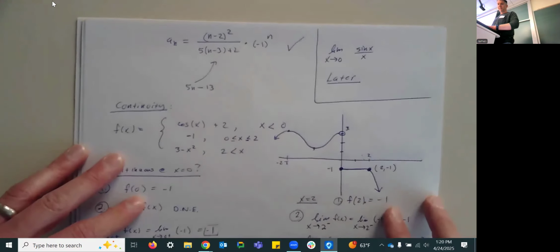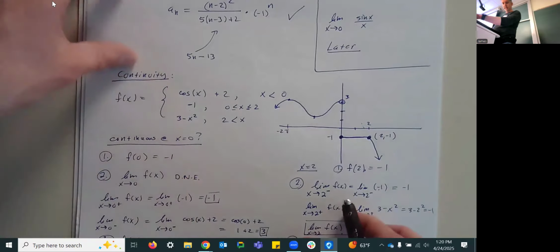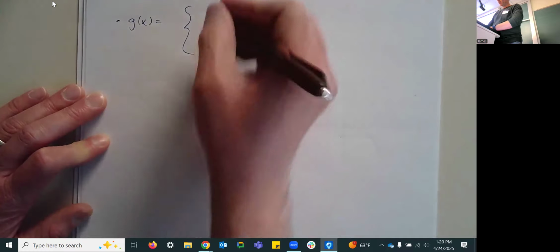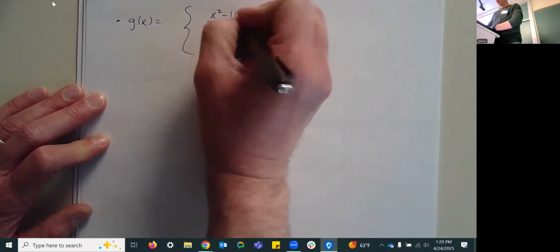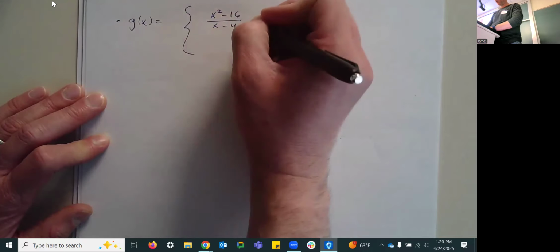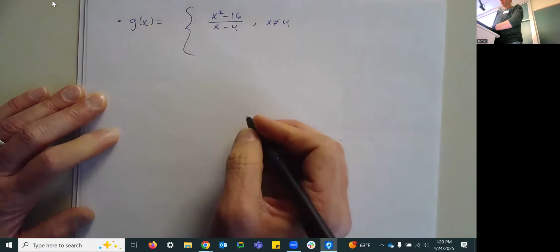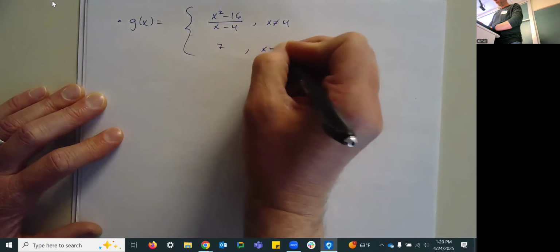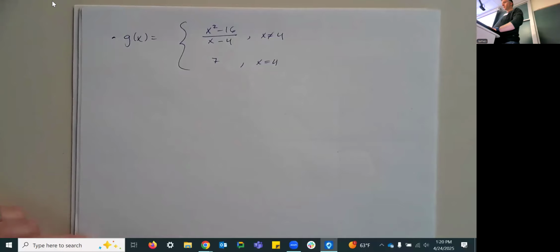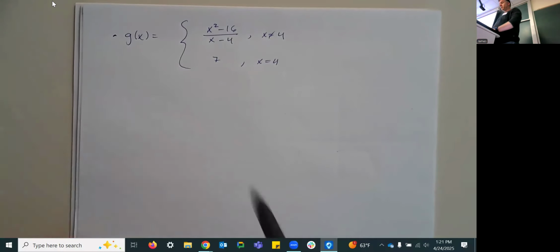Let's look at this next example. So let's say we have the following function. g of x is equal to the piecewise function x squared minus 16 over x minus 4 when x is not equal to 4, and 7 when x is equal to 4. The top piece, which is a rational function, a polynomial divided by another polynomial, is continuous wherever it's defined, which in this case is everywhere except for 4. So the only place we're really concerned about continuity here is it continuous for?